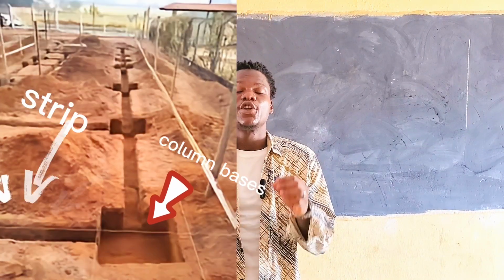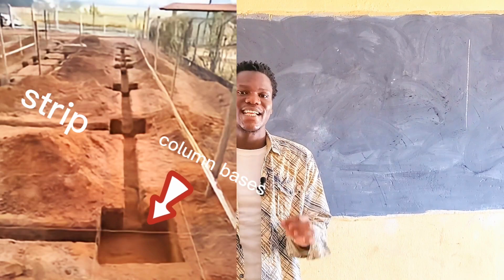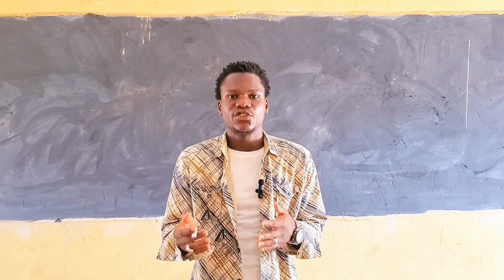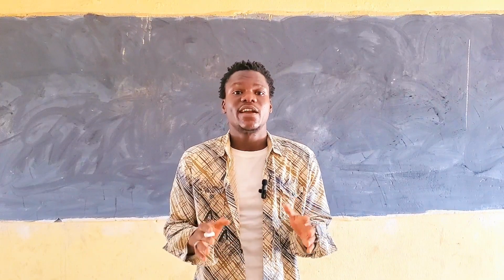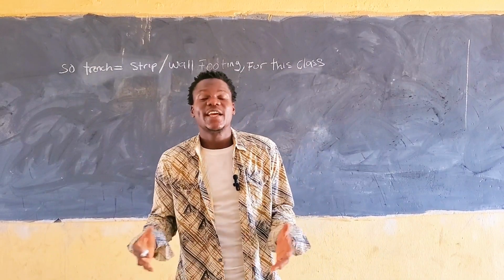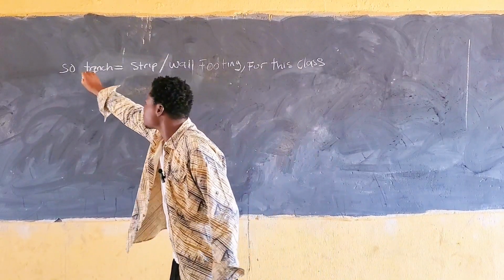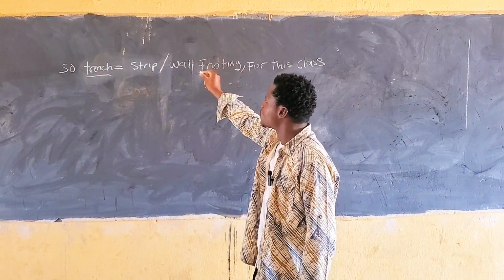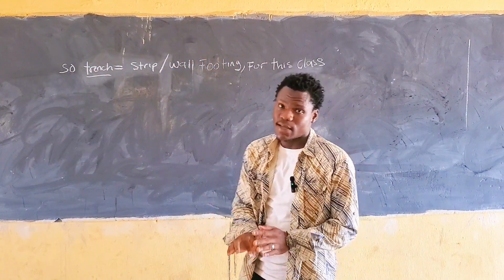The strip, for the purpose of this class and this class only, is also known as the trench. And the strip is generally also known as wall footing. So therefore, the trench is also equal to the strip or the wall footing for the purpose of this class and this class only.